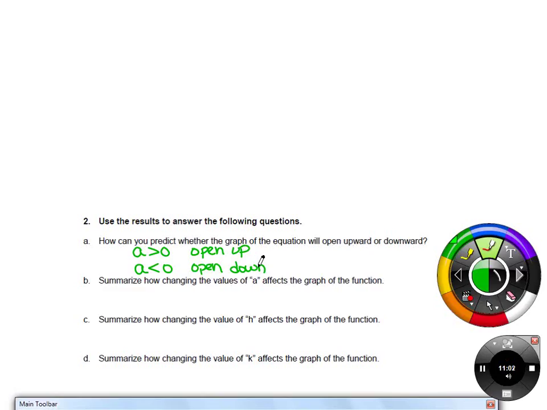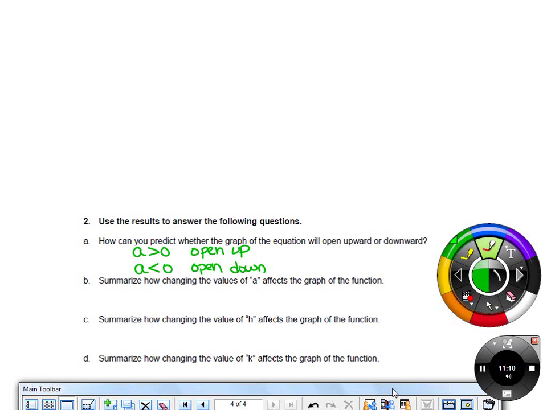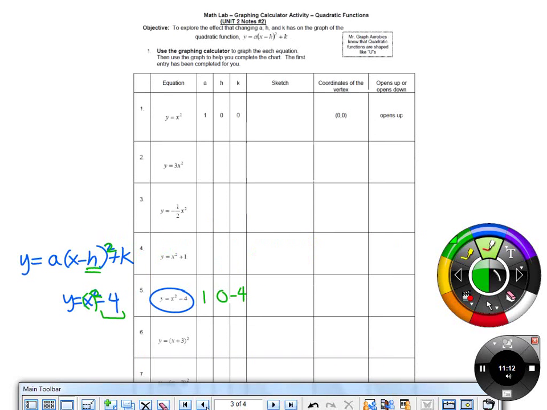Now, A also does other things. Okay? So you had the parent function on there. Then number 2 said 3x squared, and number 3 said negative 1/2 x squared. So I'm gonna bring this slide back up if you're still copying, but just going back here to look at the first 3 equations. So the first one was the parent function. The second and the third one both changed the A value. Now we already said when the A became negative, that's when we saw it go downward instead of upward.